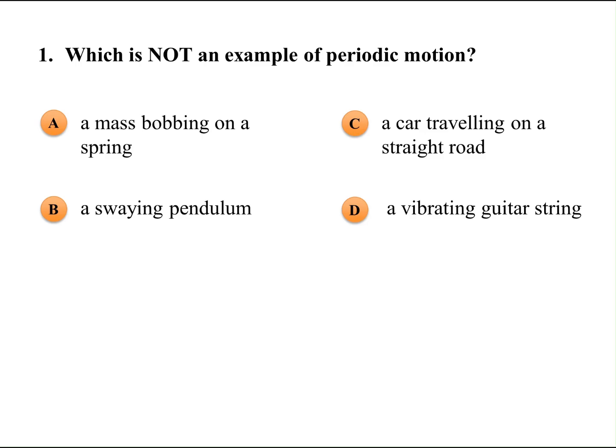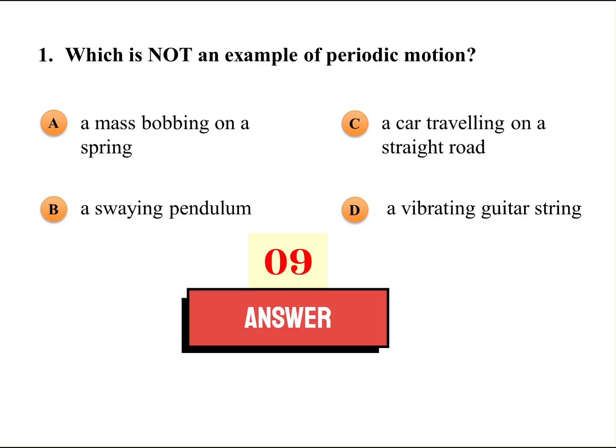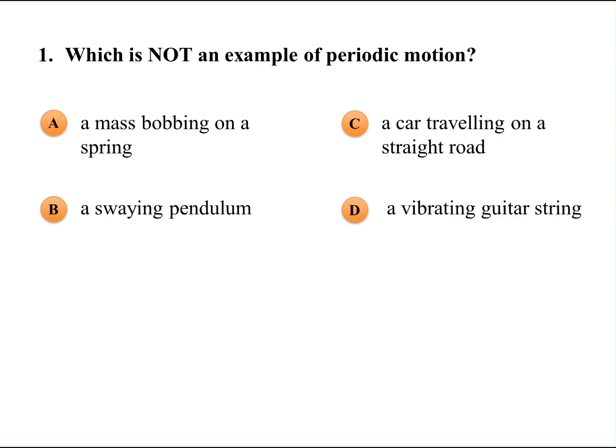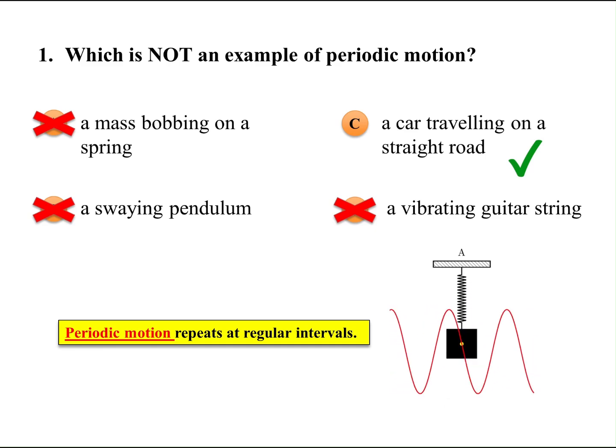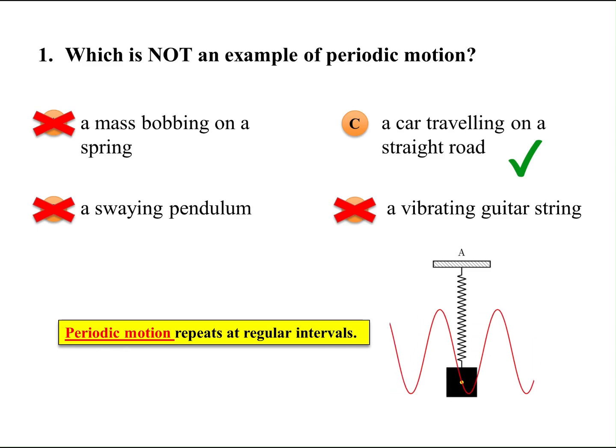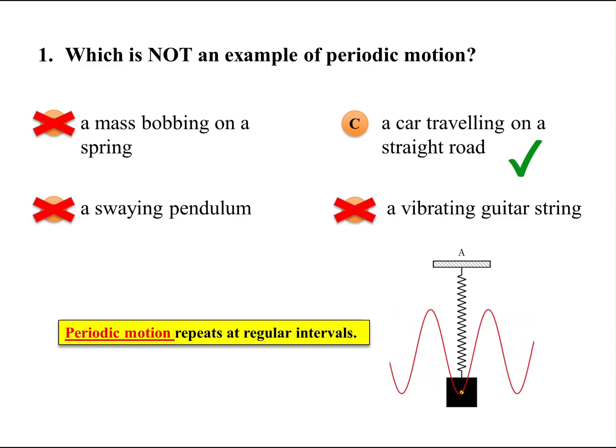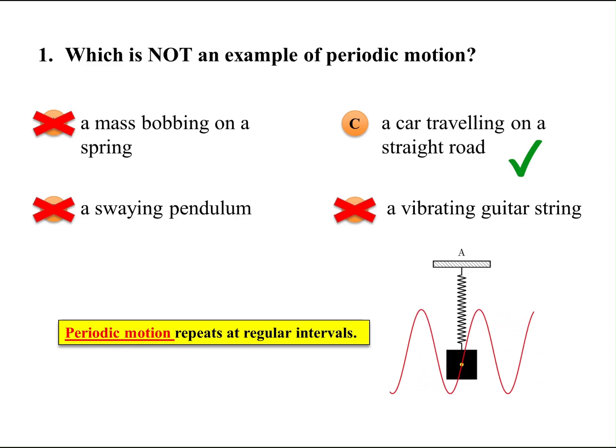Which is not an example of periodic motion? The correct answer is C, because periodic motion must show repeats at regular intervals, and the car traveling on a straight road is not showing periodic motion.